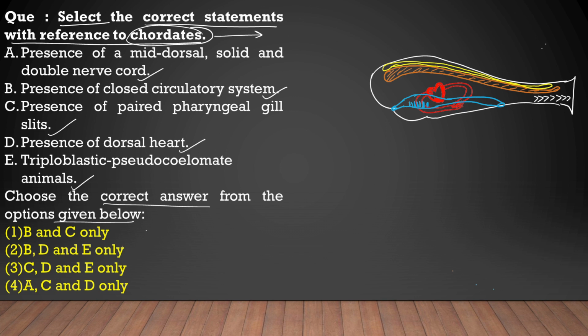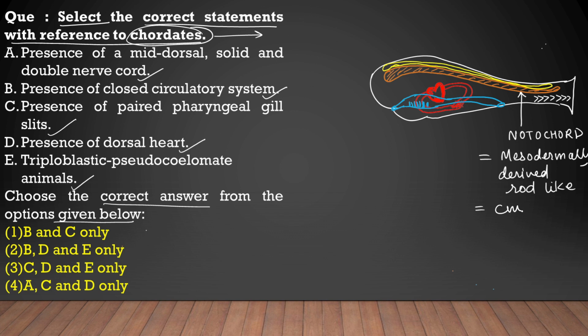Here I have drawn a member of Chordata. So what are the characteristics? If an organism is a member of Chordata, it must have a notochord. What is a notochord? The notochord is a mesodermally derived rod-like structure. In the embryonic stage this rod-like structure is present in cartilaginous form, but later in the adult it forms the vertebra. This vertebra will later protect our nervous system in the members of Chordata.